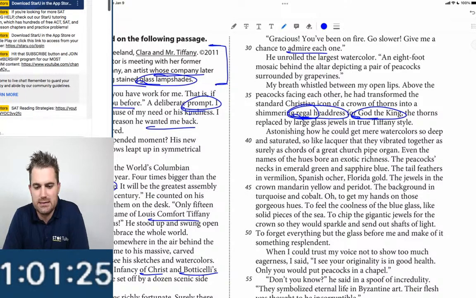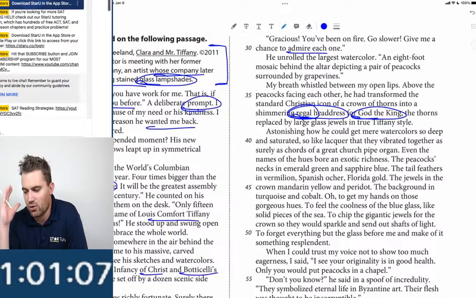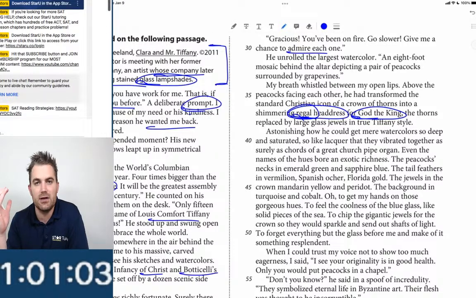But shimmering regal headdress. And then on top of that, when we go through this, guys, who knows if it's going to show up in the question. Sometimes I say this and then it doesn't show up and it's kind of embarrassing, right? But like, he transformed the standard Christian icon of a crown of thorns into a shimmering regal headdress for God the King. That's such a big sentence, right? The chances that something about that shows up in the questions is very high.